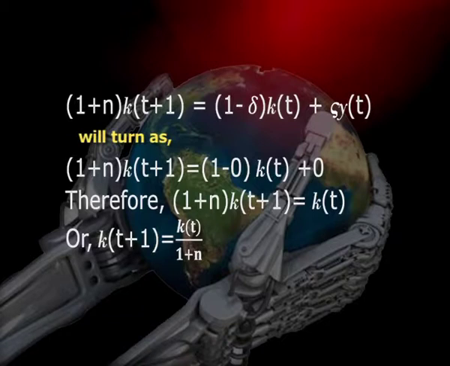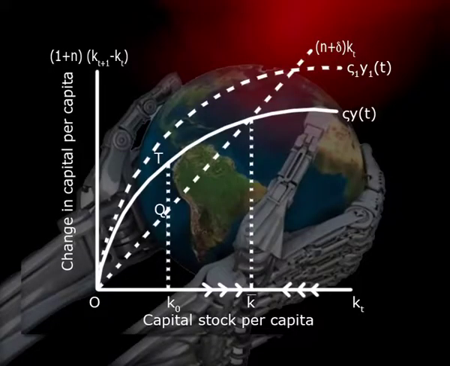Therefore, (1 + n)k_{t+1} is equal to k_t, or k_{t+1} is equal to k_t upon (1 + n). Thus, per capita capital in period t+1 is less than per capita capital in period t. Let us now draw a graph for equation 4. Look at this graph.